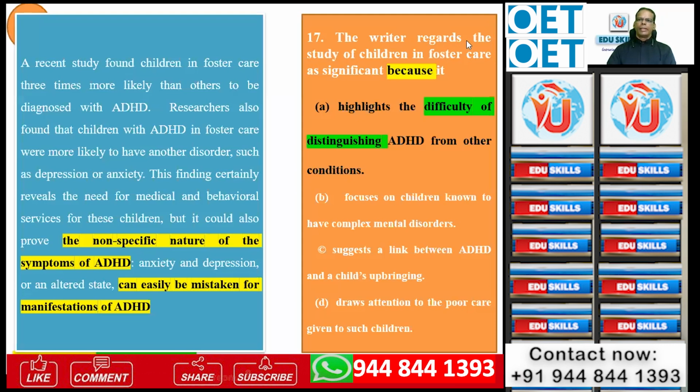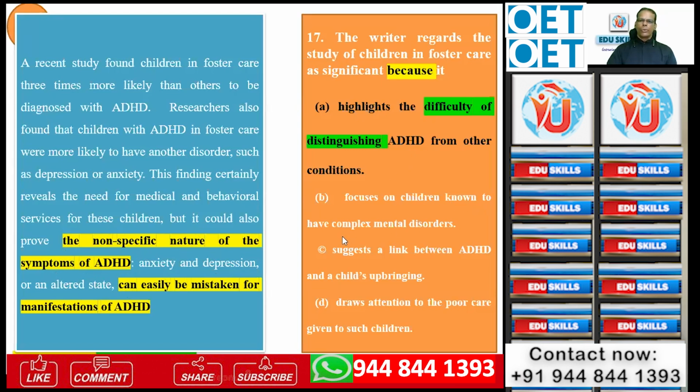See, the writer regards the study of children in foster care as significant because, why? The study of children in foster care is very important because it highlights the difficulty of distinguishing ADHD from other conditions. You can see here how it is difficult to distinguish between other conditions like anxiety and depression or an altered state. There's a lot of confusion. So this linking sentence clearly speaks about this.